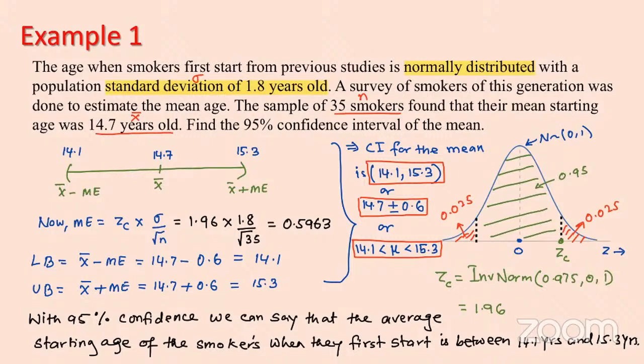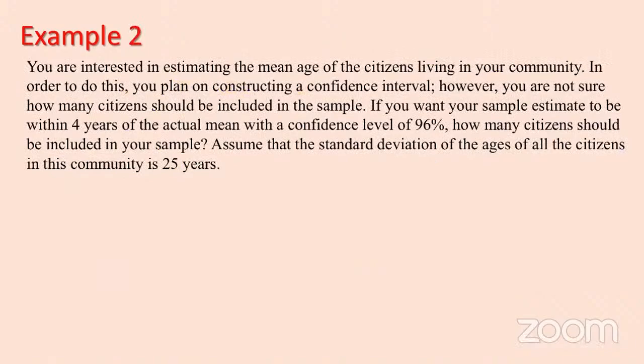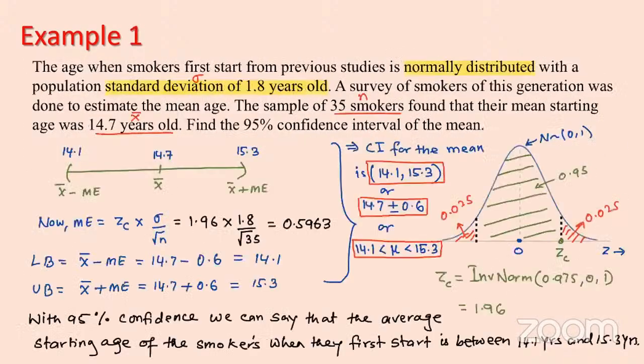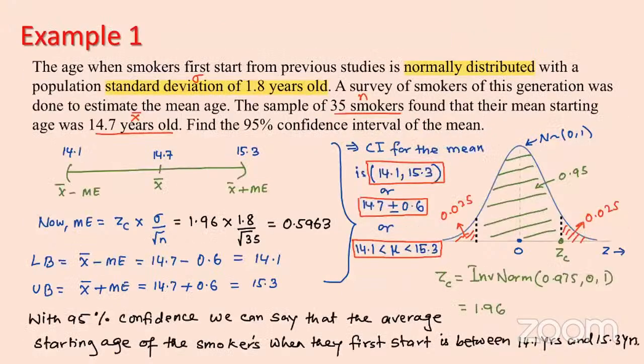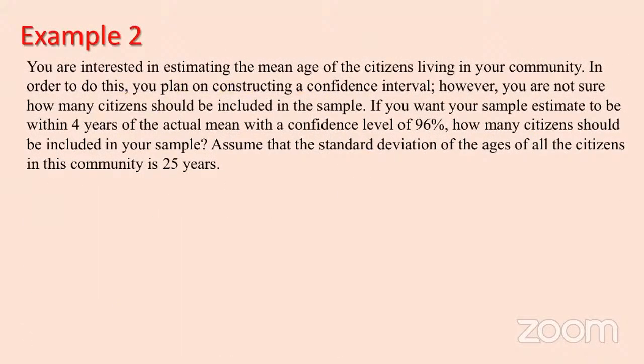So there are two other cases that we want to check in our next class. But for today, we have one more example, and this is based on the calculation of the sample size. In order to calculate the sample size, we use n equal to Z critical times sigma over the margin of error. We have seen that. And here is the example based on that. So let's quickly look at this example and find out how we can do it.